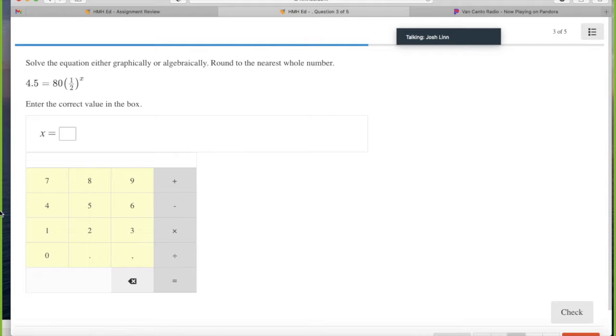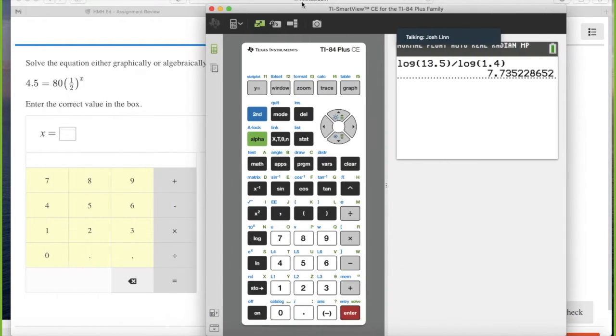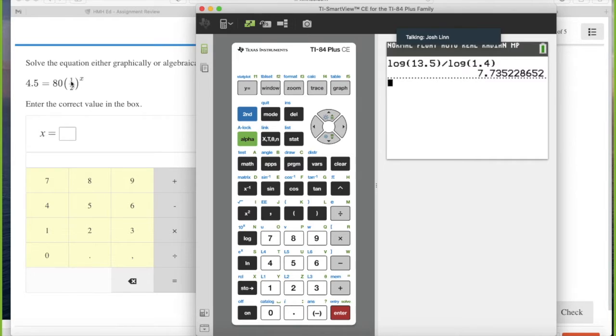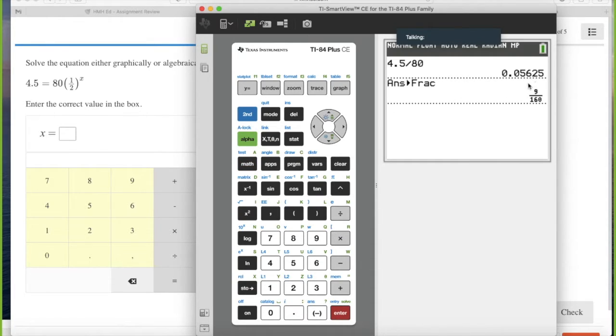So 4.5 divided by, actually I'm going to show you how I'm going to do this on the calculator. I want that to be a fraction, because I see this 1/2 here, so I'm guessing that might be a thing. So I'm going to take 4.5 divided by 80. That's going to give me a decimal, but it's not a repeating decimal. So I can go to math, and I want it in a fraction. So 9/160.